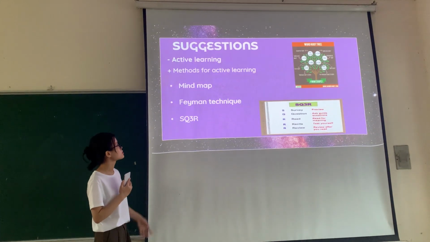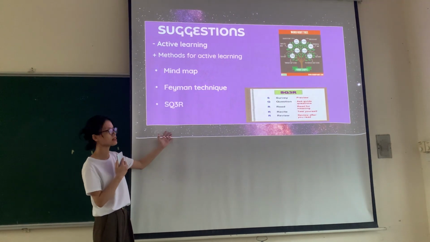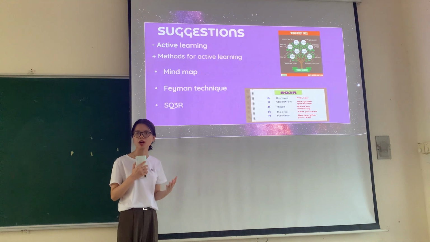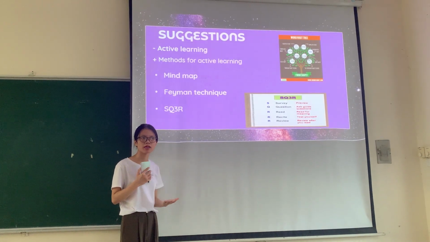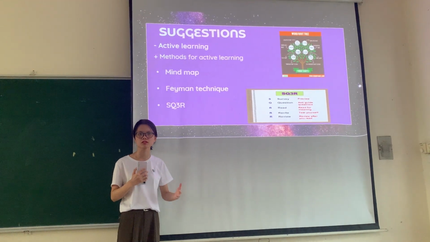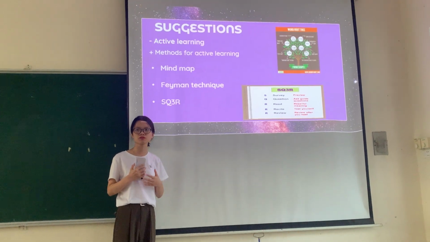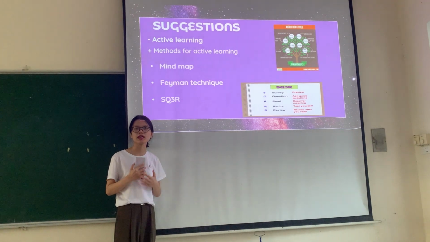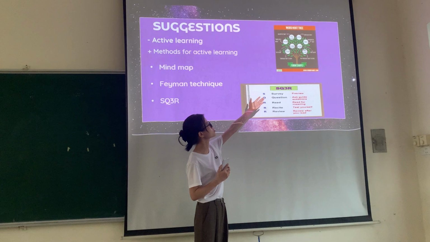As you can see on the screen, I have 3 methods for active learning. The first one is mind map. This is a really popular method for learning. By using a mind map, you can visualize the structure of English vocabulary more vividly and more easily, as you can see in this picture, the word root tree here.